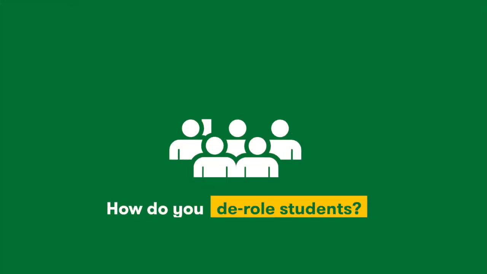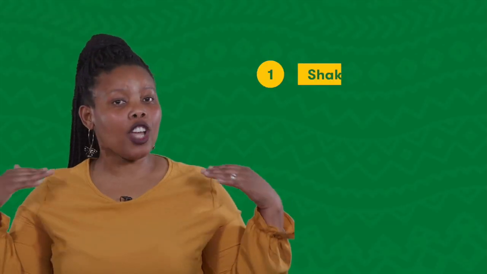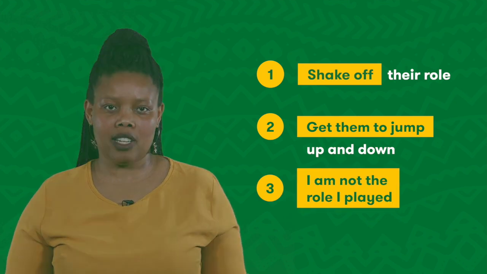Secondly, de-role students once you have performed a scenario, especially one that features negative representations of people such as bullies, abusers, or drug addicts. So, how do you de-role students? Once the role play session has ended, you can ask them to shake off their role or get them to jump up and down saying, I am not the role I played. Don't leave students with the residue of a negative role. They are an example of a person, they are not that person, and this must be made clear to them and the rest of the class.